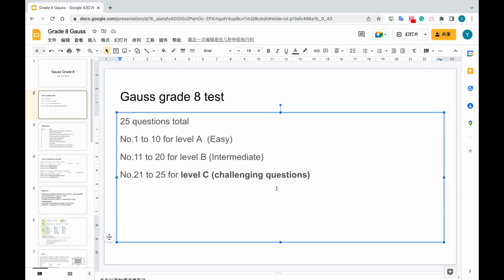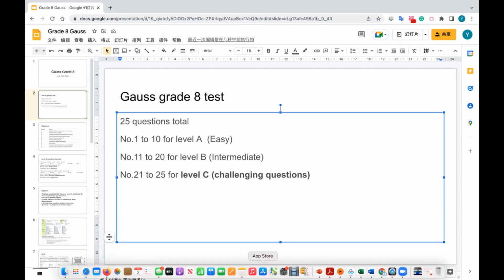The most challenging part will be the last 5 questions. We call it level C, from number 21 to number 25. So for this class, we're going to focus on level C. We're going to practice questions for level C mainly.